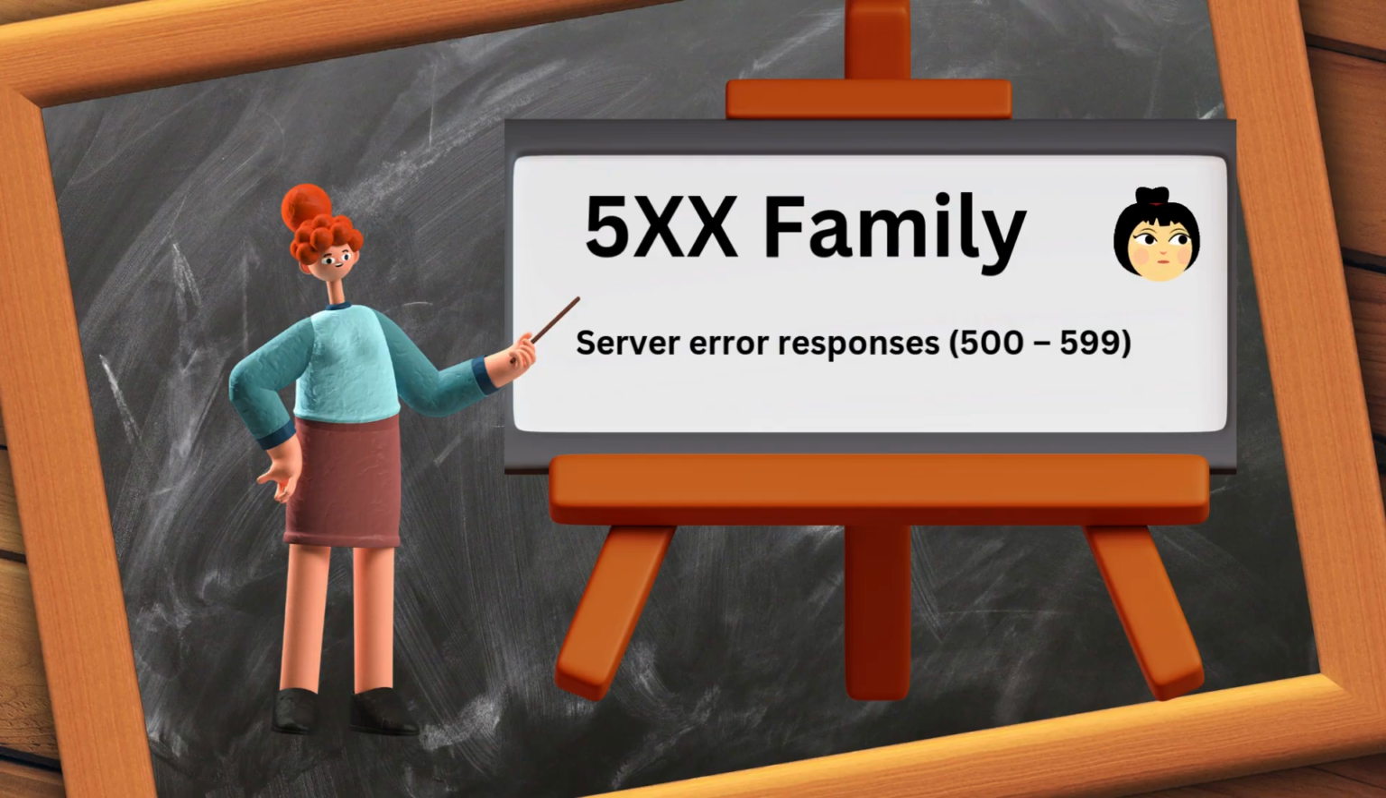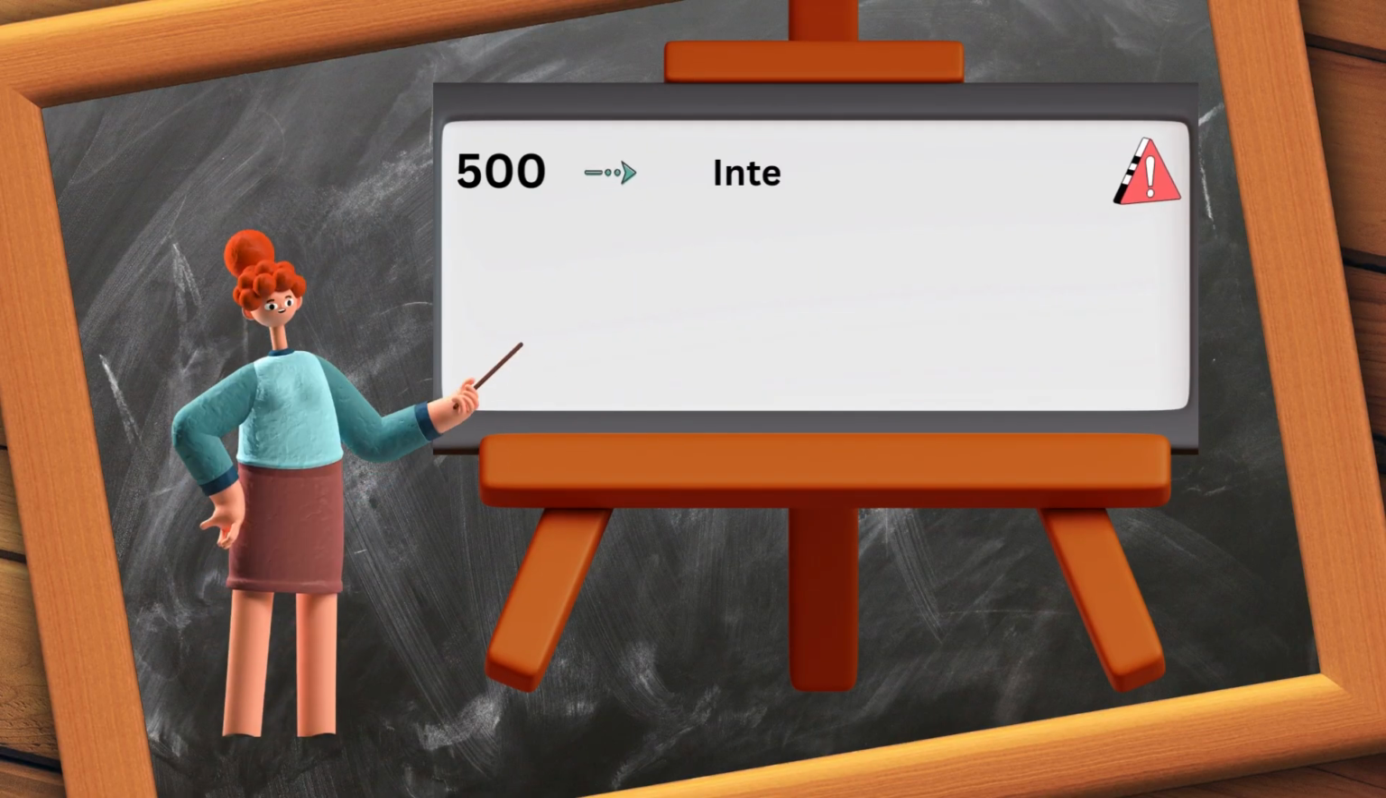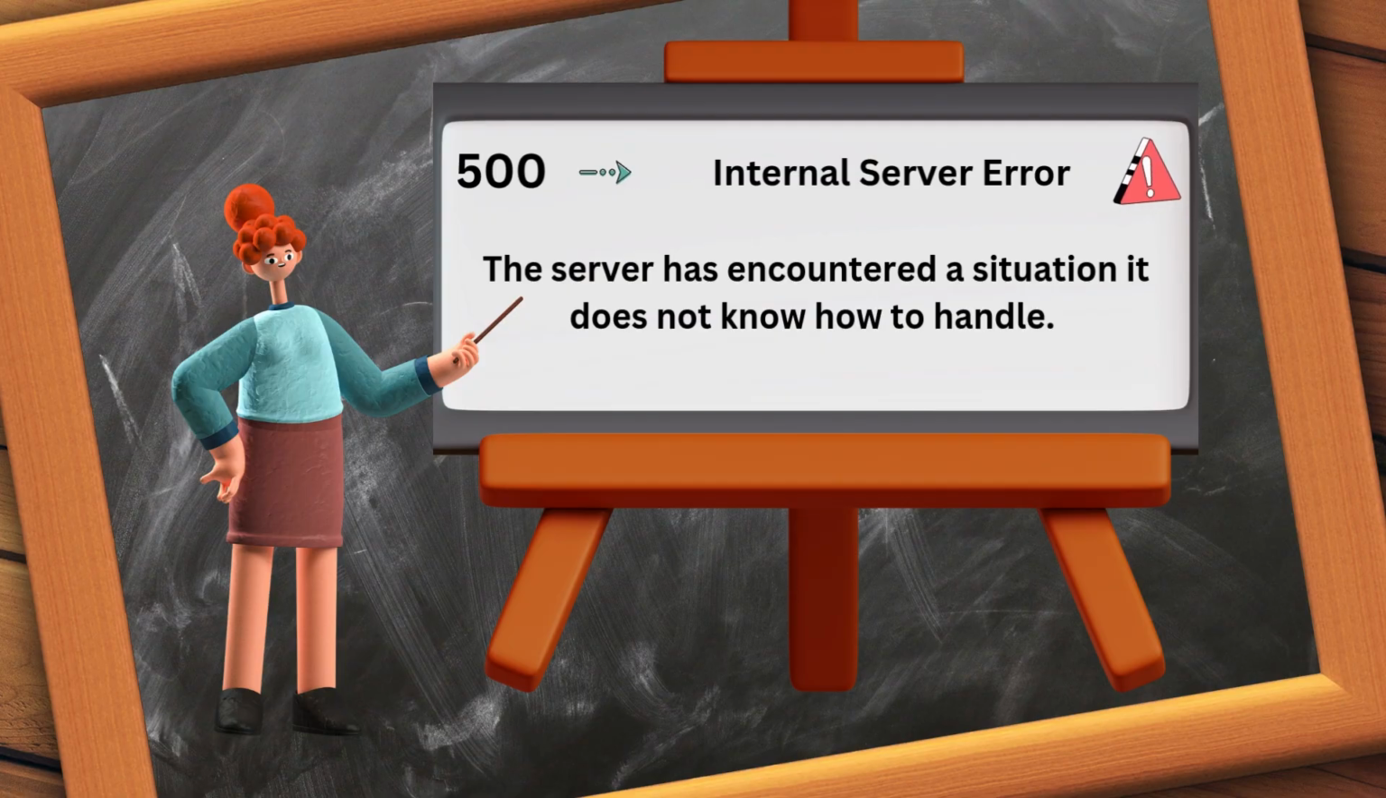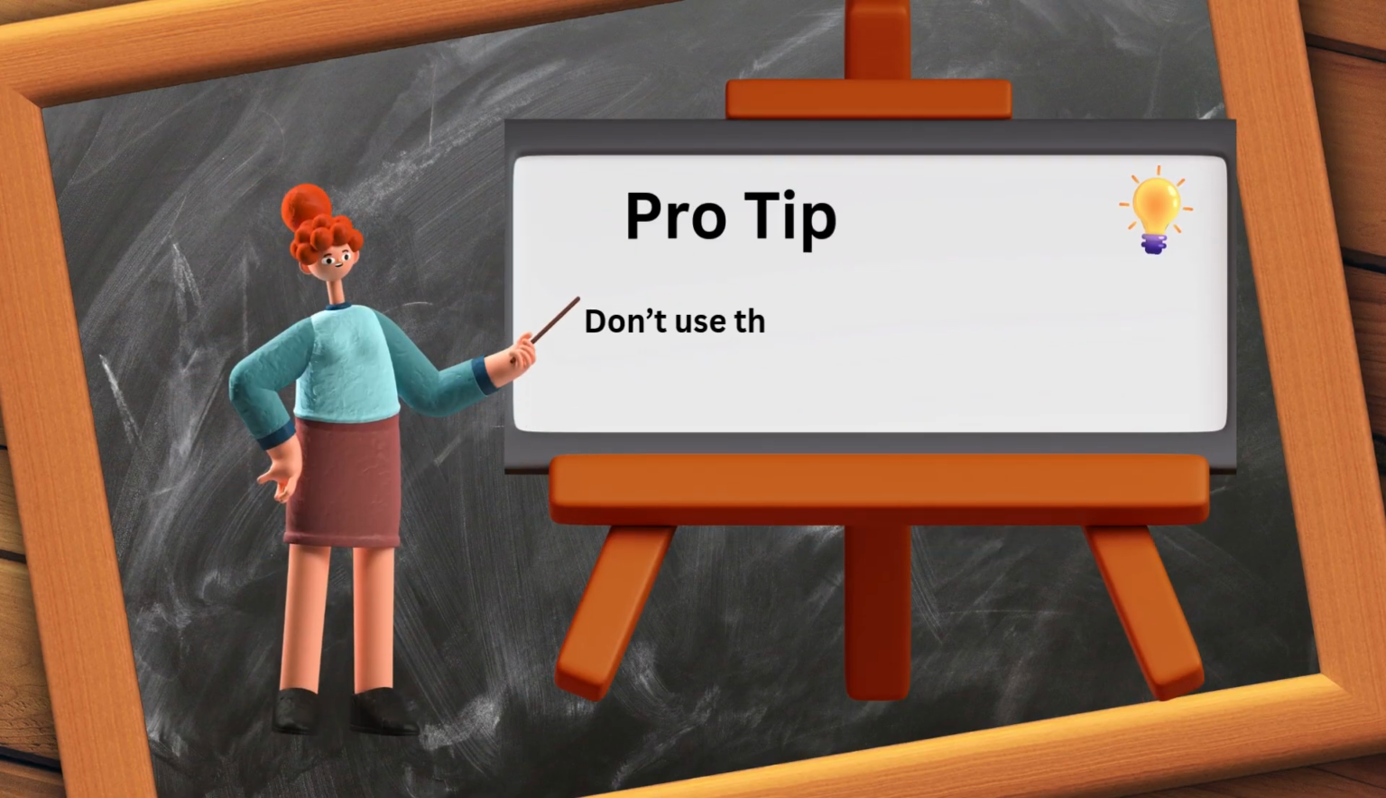Now when things go south on the server side, it's 5xx family's time. This one's on us. 500 for internal server error, the generic catch-all, something broke. Probably a null pointer, unhandled exception, or a forgotten semicolon. Don't use this for everything. Log it, monitor it, fix it.